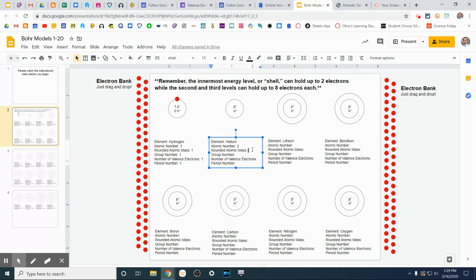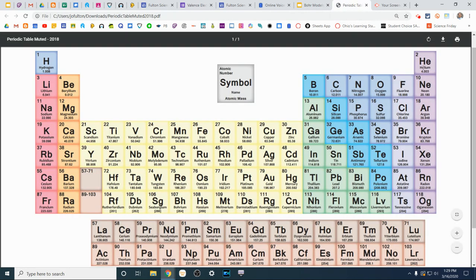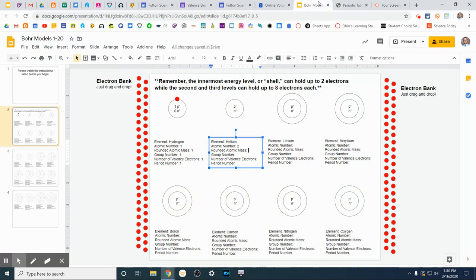The rounded atomic mass, I'm going to get that number by looking at the atomic mass on the periodic table. This is an average atomic mass. I'm going to take this and round it to the nearest whole number. So 4.003 is going to round to the nearest whole number of 4.